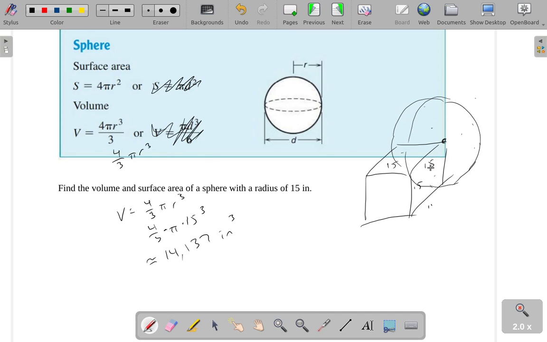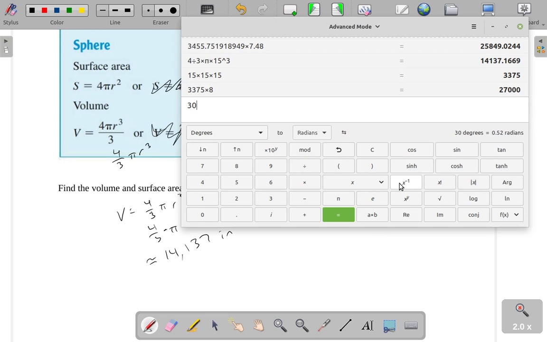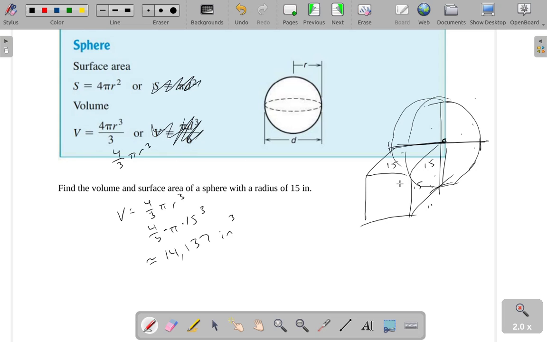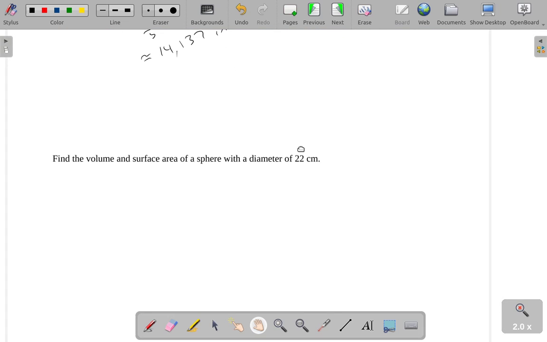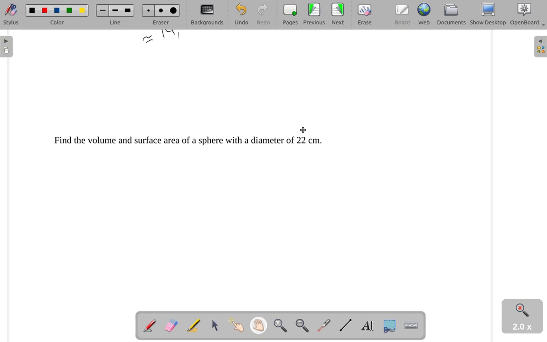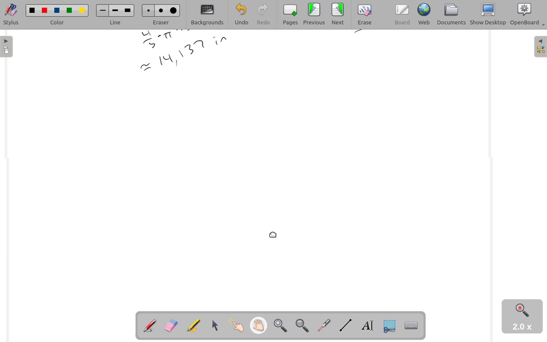Maybe the easier way of looking at that would be if the radius is 15 inches, the diameter is 30 inches, and you'd have to have a 30 by 30 by 30 cube to contain the whole thing. That's probably an easier way to see where that 27,000 comes from. In any case, I was doing that to just illustrate that this 14,000 is not absurdly large. That actually is the measurement we should be going for there. And that's the volume.